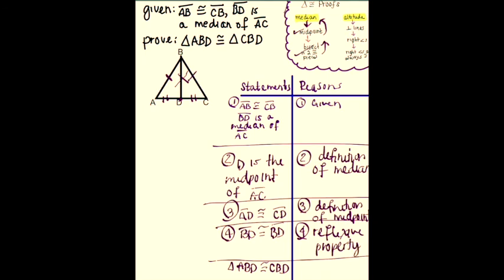And so I can now prove that these two triangles are congruent. I have enough information. I have a side congruent to a side, another side congruent to another side, and a final side congruent to itself. So therefore, I'm able to use the SSS postulate to prove that these two triangles are congruent to each other.